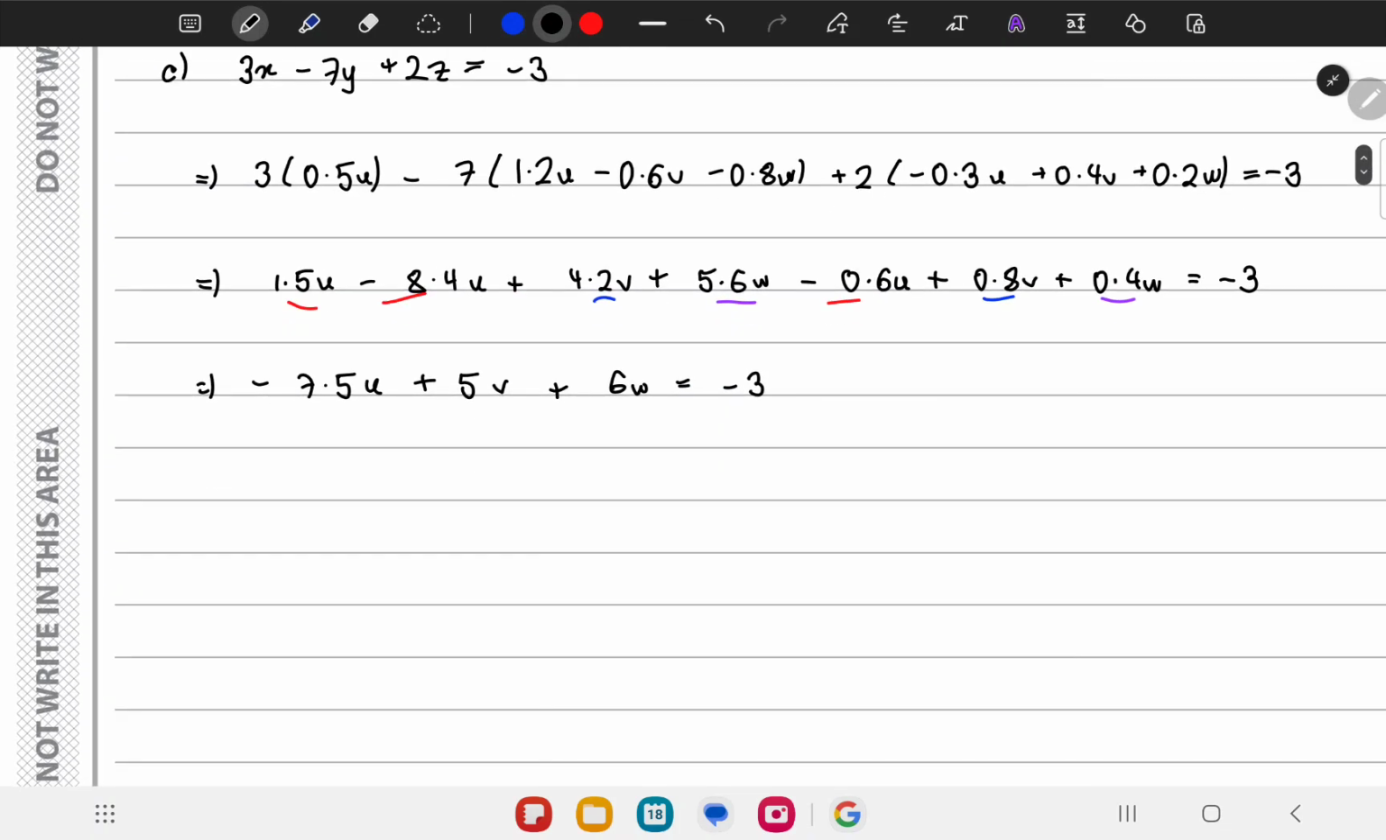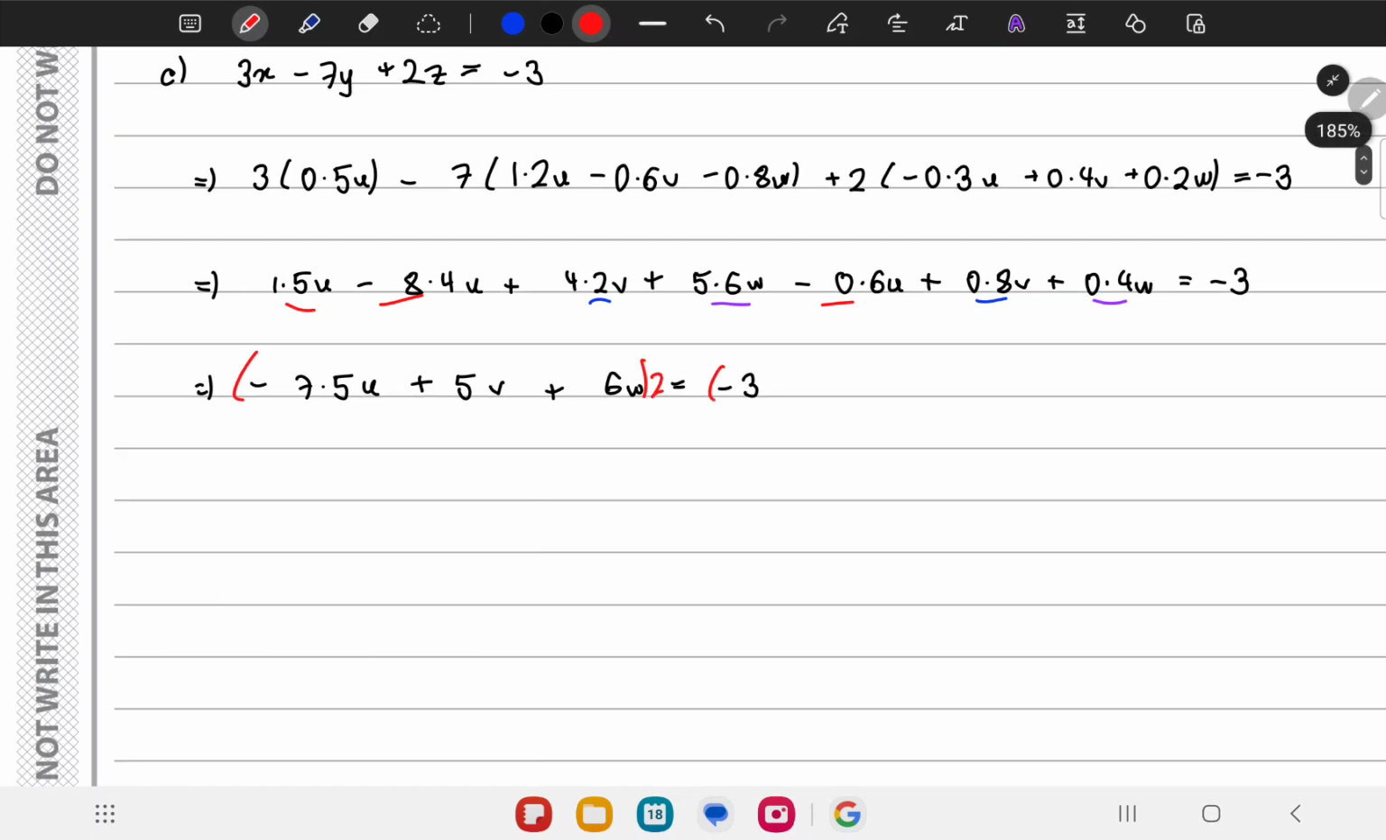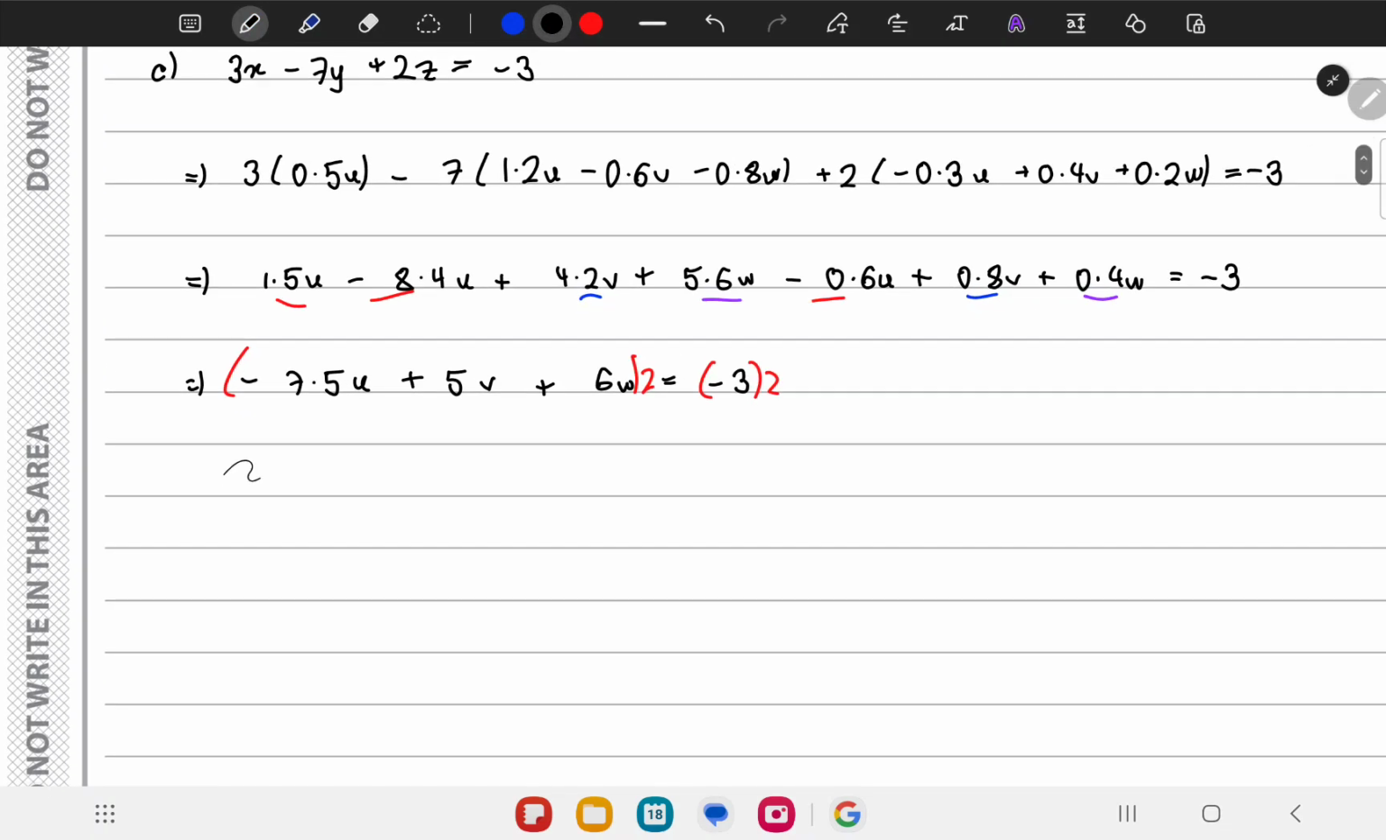Since I want to keep it in integer multiples, I'll multiply both sides by 2. I'll be left with minus 15u plus 10v plus 12w equals minus 6. This is the equation of plane pi 2. And that's it for this question.